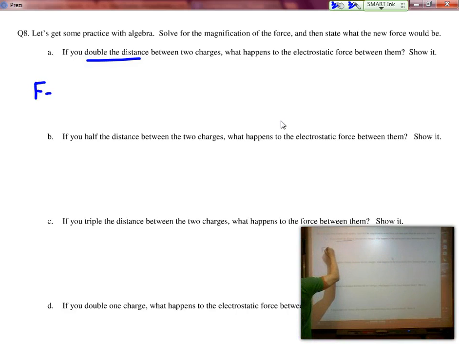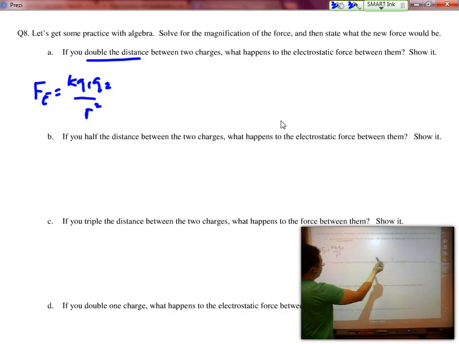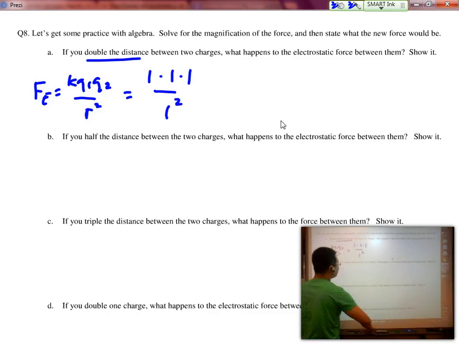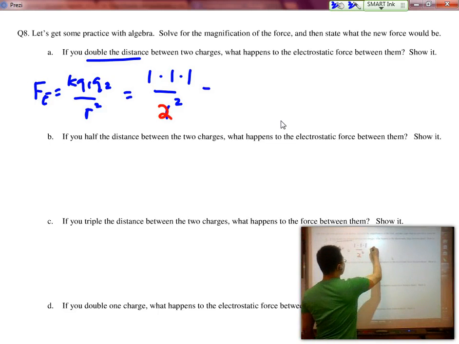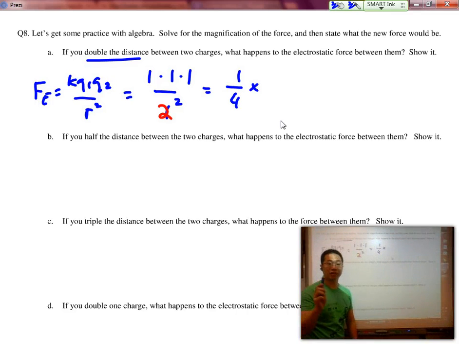Well, Fe is equal to K Q1 Q2 over R squared. And if you just assume that everything was equal to 1, if you double the distance, we can see that we pull out an answer of 1 over 2 squared, which is 1/4 the original value. Do not forget the square sign.